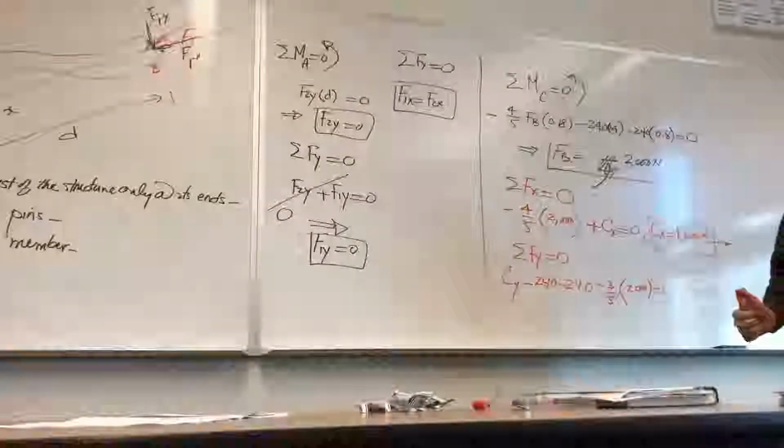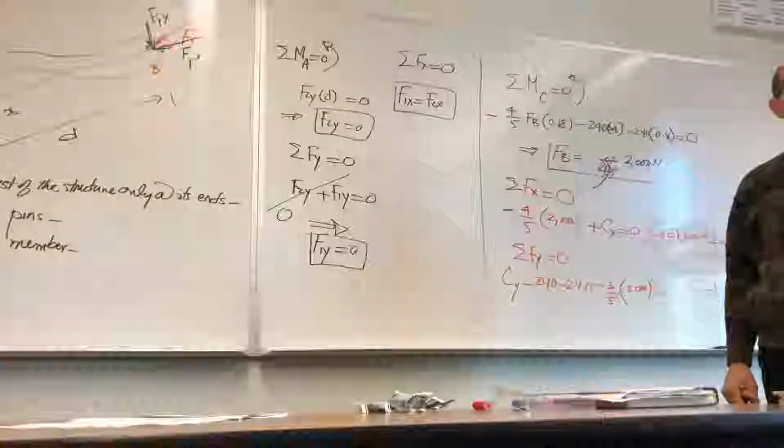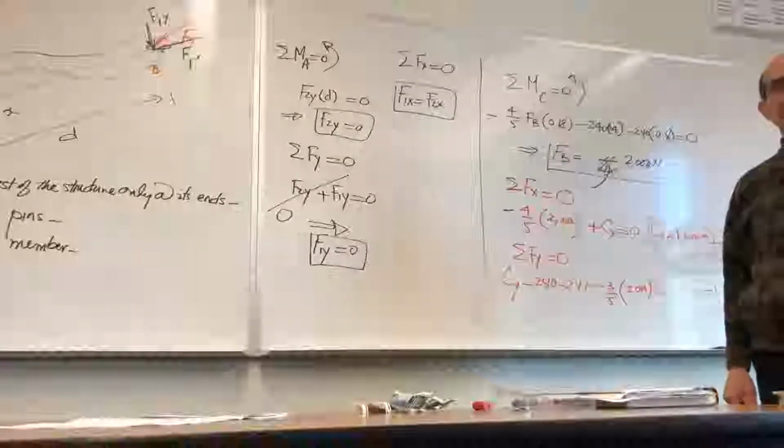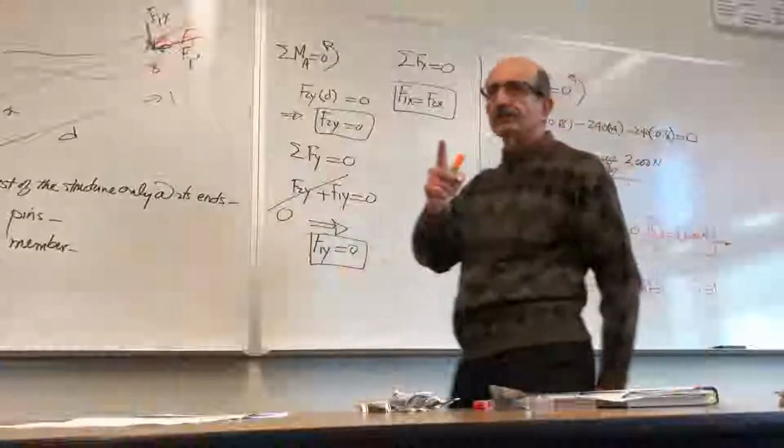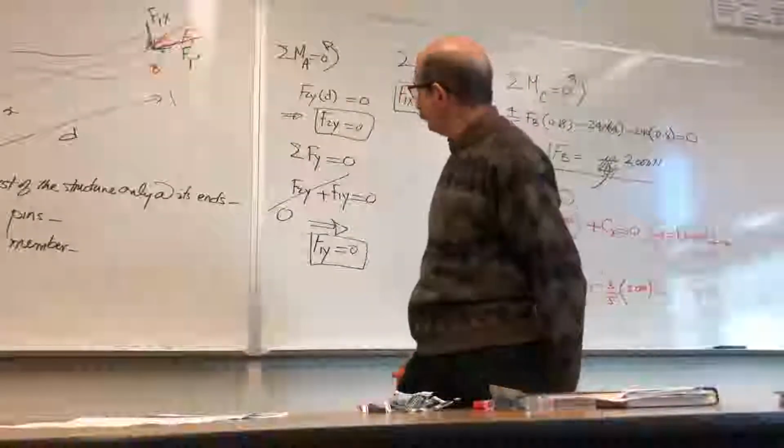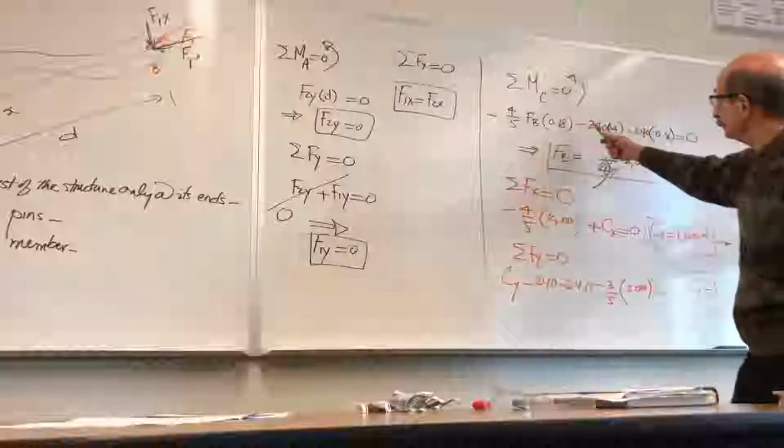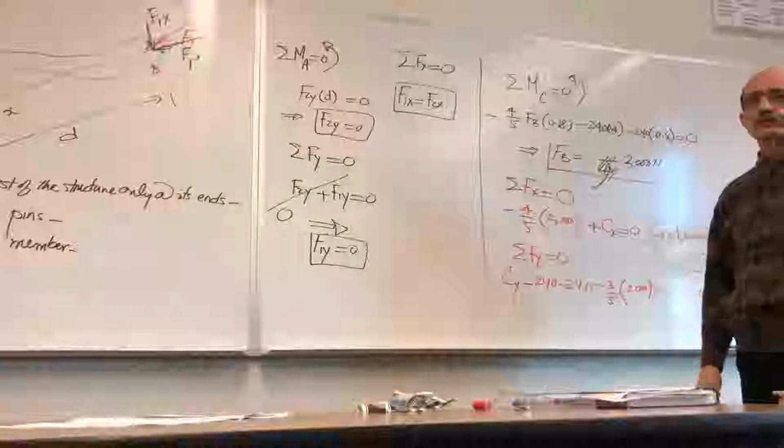Any questions? Easy, right? Yes. Where did 2,000 come from again? Oh, from FB. Right. Oh, okay. Yes, from summation of moments.